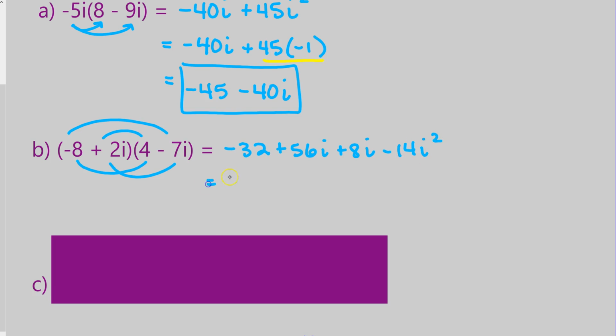So let's combine the like terms, the i terms. And then let's also change i squared to negative 1, which is going to mean we have plus 14. So negative 32 plus 14 is negative 18. So we have negative 18 plus 64i.